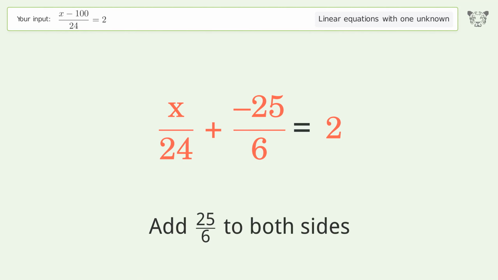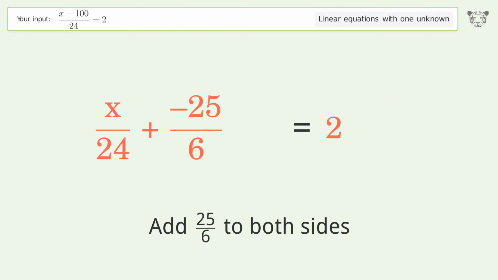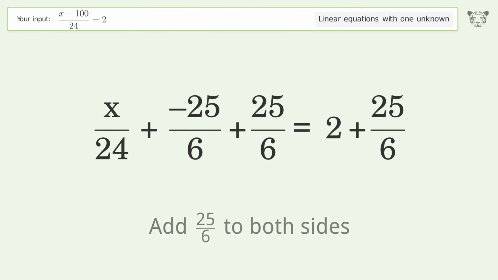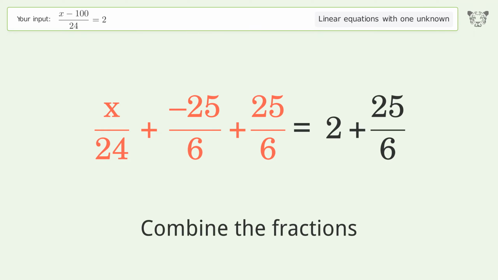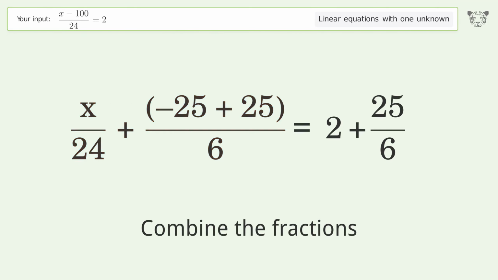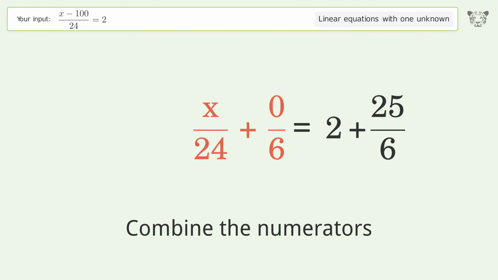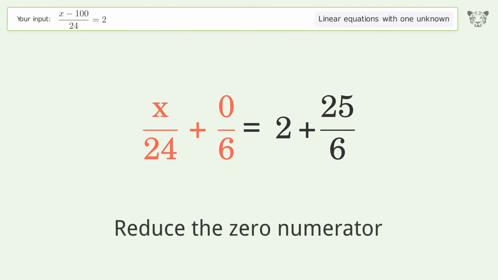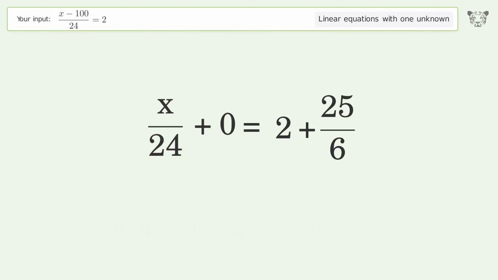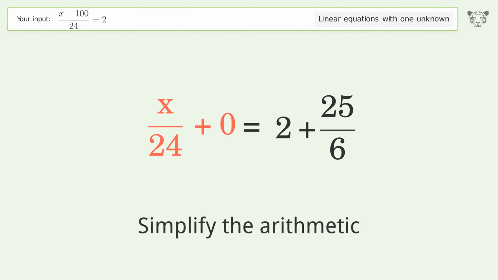Add 25/6 to both sides. Combine the fractions. Combine the numerators. Reduce the zero numerator. Simplify the arithmetic.